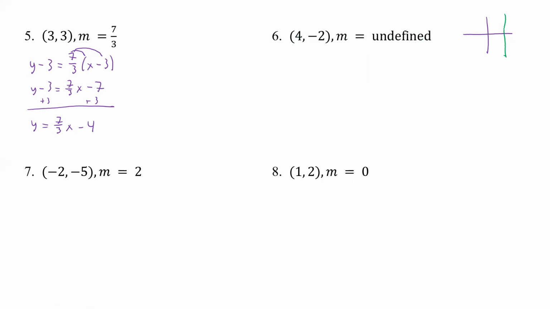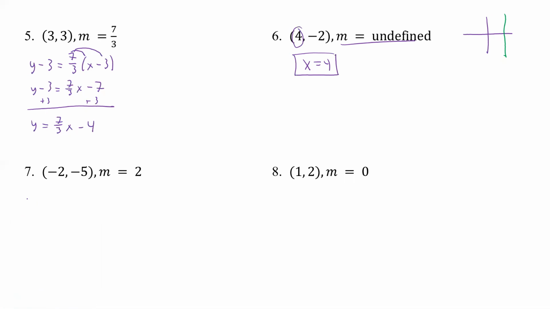But what does that line represent? Well, that represents x equals what? Well, x equals 4. So with the undefined, we know it's vertical, and that means x is going to be the same all the time, and that x is 4. So our equation is x equals 4.